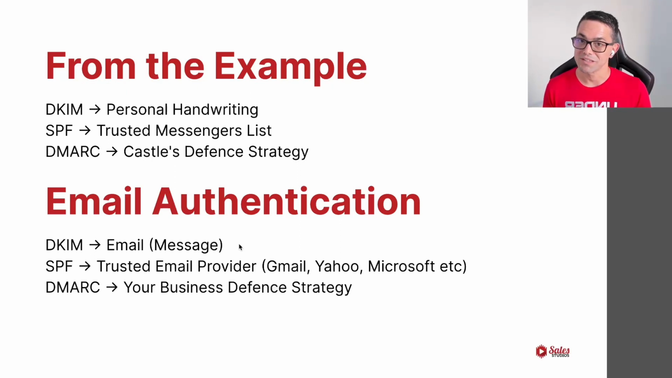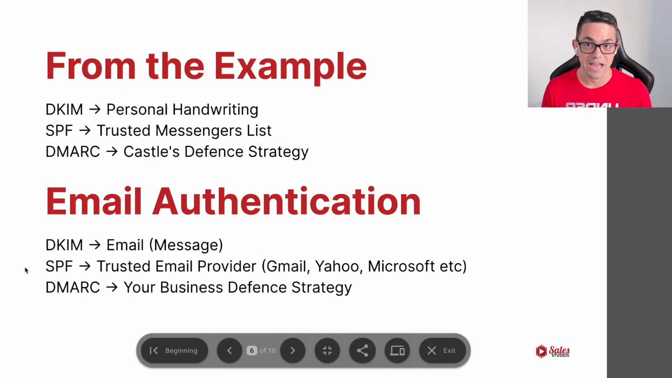So what I'm trying to say here is if you have DKIM in place, we're going to know that you are the person that you said you were, and we know that your email hasn't been tampered with whatsoever. In the example, we used SPF as the trusted messenger list. In order for the messenger to go inside of the castle, they need to have their name inside of the list itself.